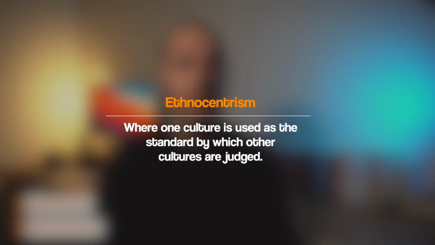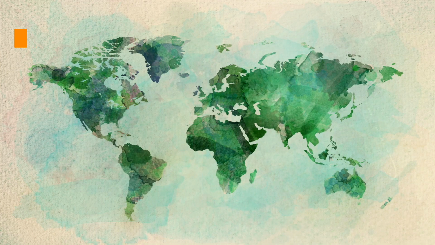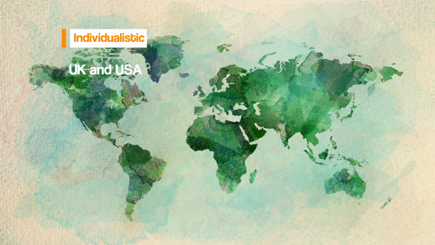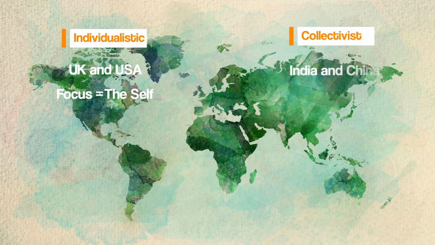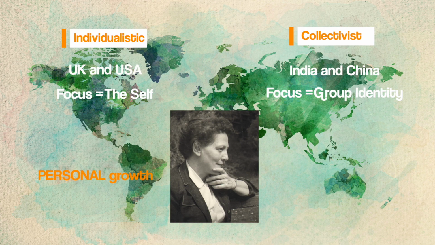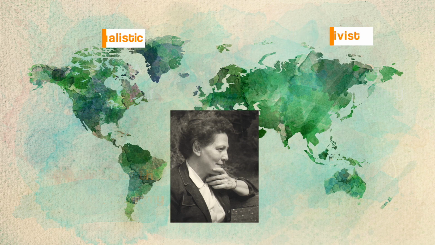A further limitation of this definition is that it's ethnocentric. There's that word again from earlier. This means that one culture is used as the standard by which other cultures are judged and evaluated. The criteria used in the ideal mental health definition are based on a westernized, individualistic culture. Individualistic cultures like the UK and the USA place their emphasis on the self, on personal achievement, whereas collectivist cultures, typically India, China and Japan, put the emphasis on the group identity and achievement and what is best for the community. Jahoda's emphasis on personal growth and individual autonomy reflects the westernized individualistic view and not collectivist cultures.